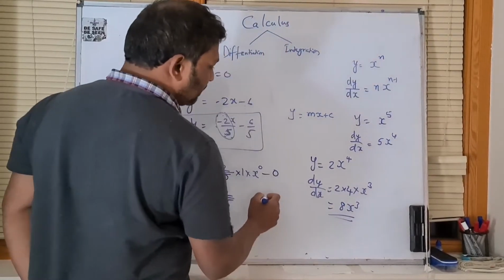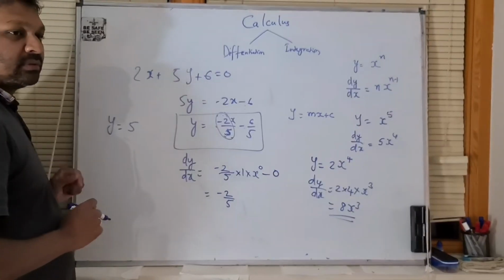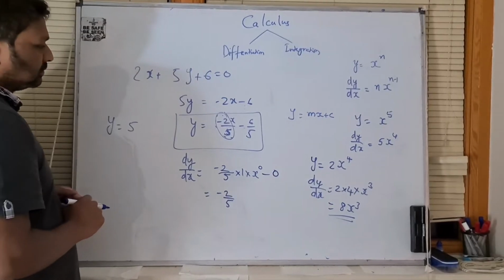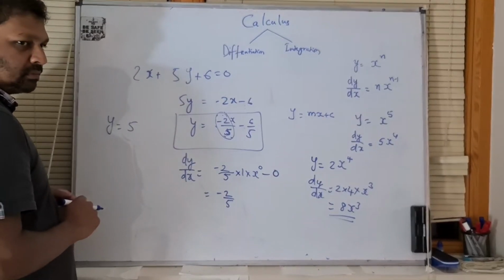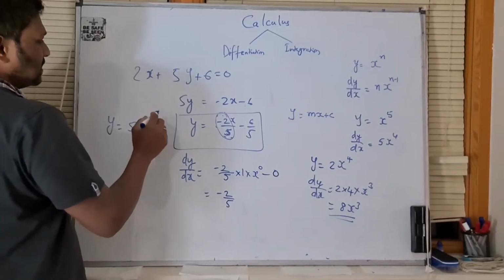Okay. So differentiation of, say for example, y is equal to 5. What is this line? How is this line going to look like? It is parallel to the x axis. Exactly. Yes. Okay. So let's draw this.